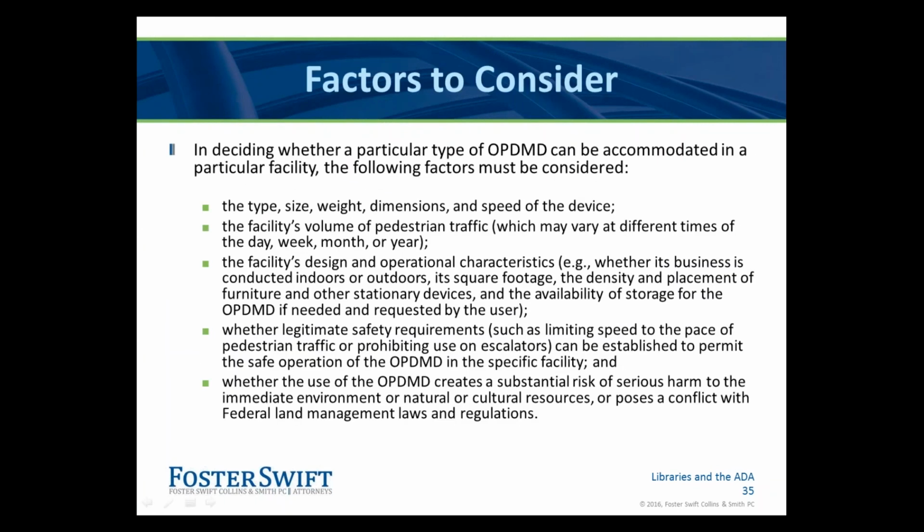So in deciding whether a particular device may be accommodated in a particular facility, these are the factors you have to consider: the size, weight, type, and dimensions and the speed of the device, the facility's volume of pedestrian traffic, the facility's design and operational characteristics, whether legitimate safety requirements can be established to permit the safe operation of the vehicle in the specific facility, and whether the use of the vehicle creates a substantial risk or harm to the immediate environmental or natural or cultural resources. So again, you're going to have to look at what's reasonable under these factors.